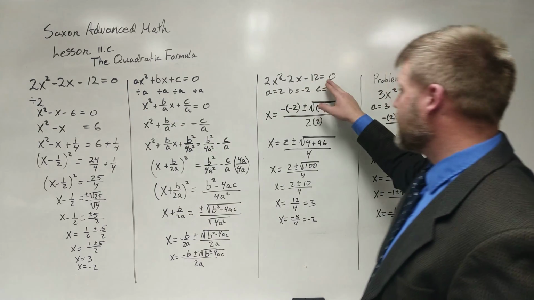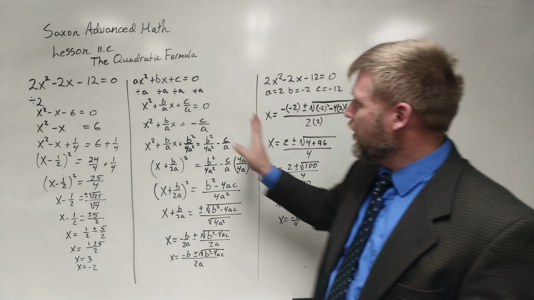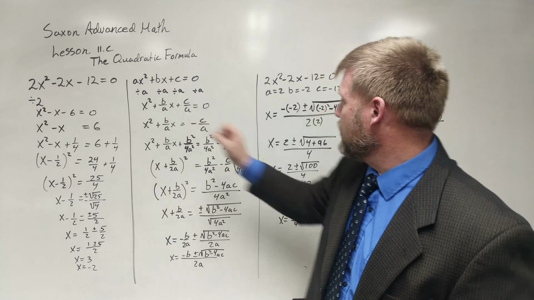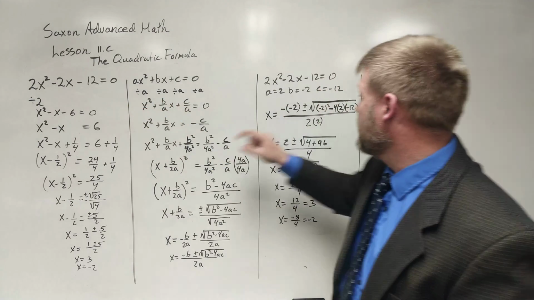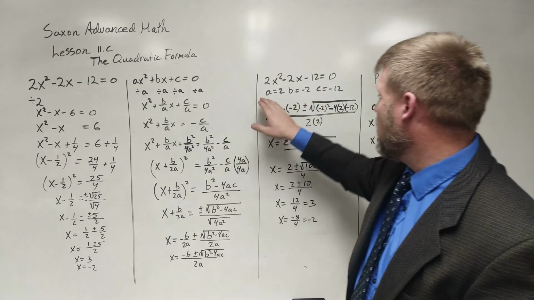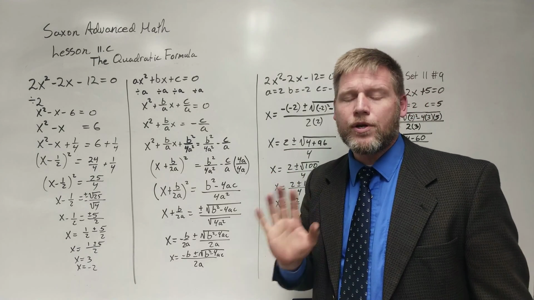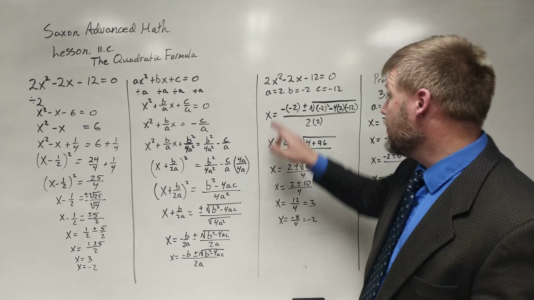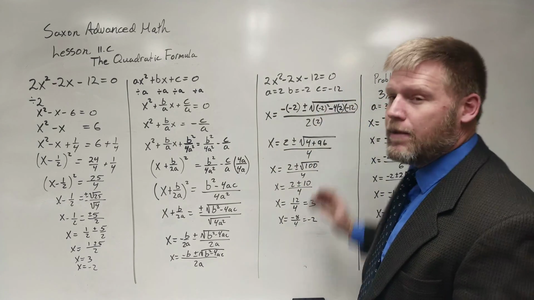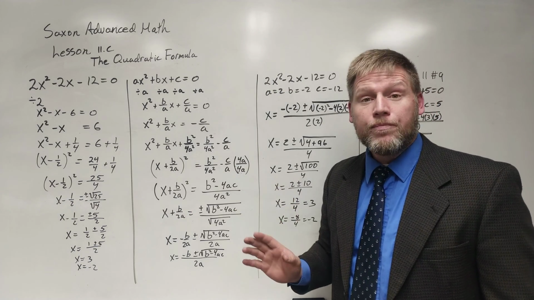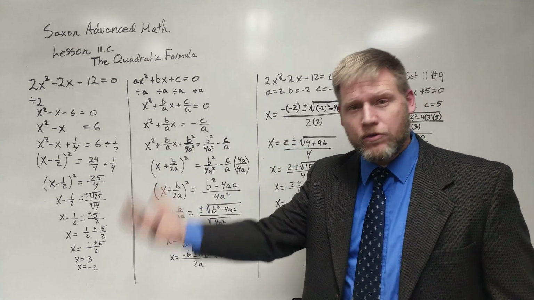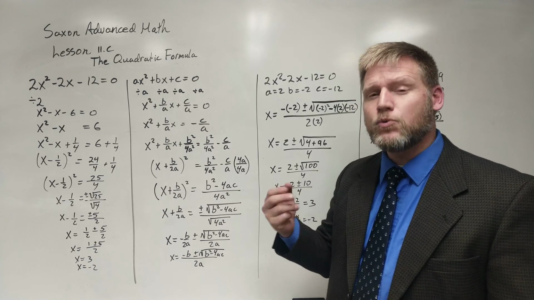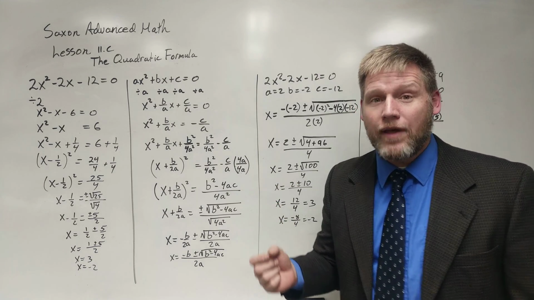So I took this problem, I put it over here. I identified, well, in this format, a stands for 2, b stands for negative 2, c stands for negative 12. And I would suggest when you're working these problems that every time you write out what a, b, and c equal. This will help until you get to where you're doing this on a regular basis. This will help you to identify where they go.